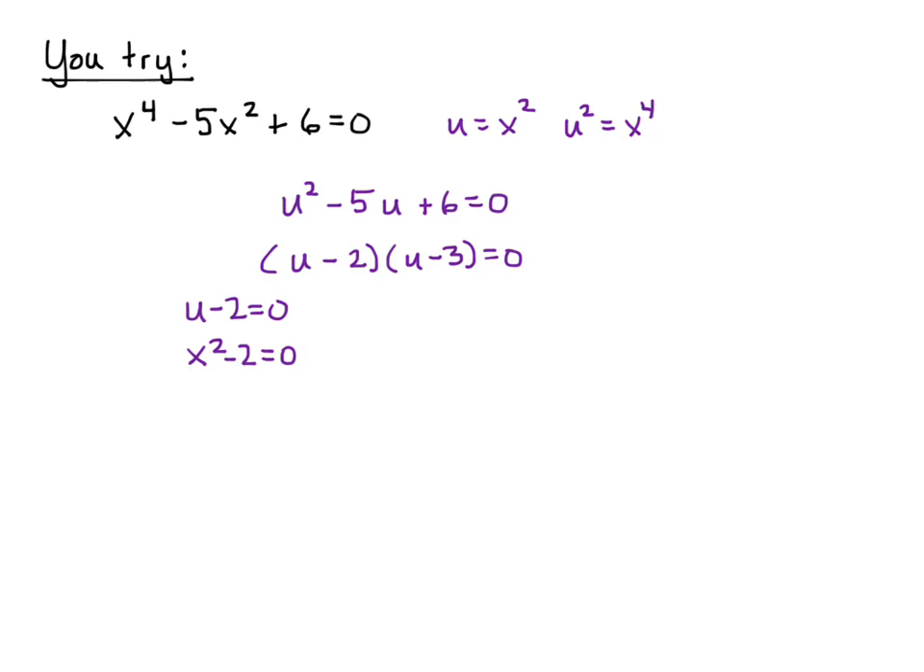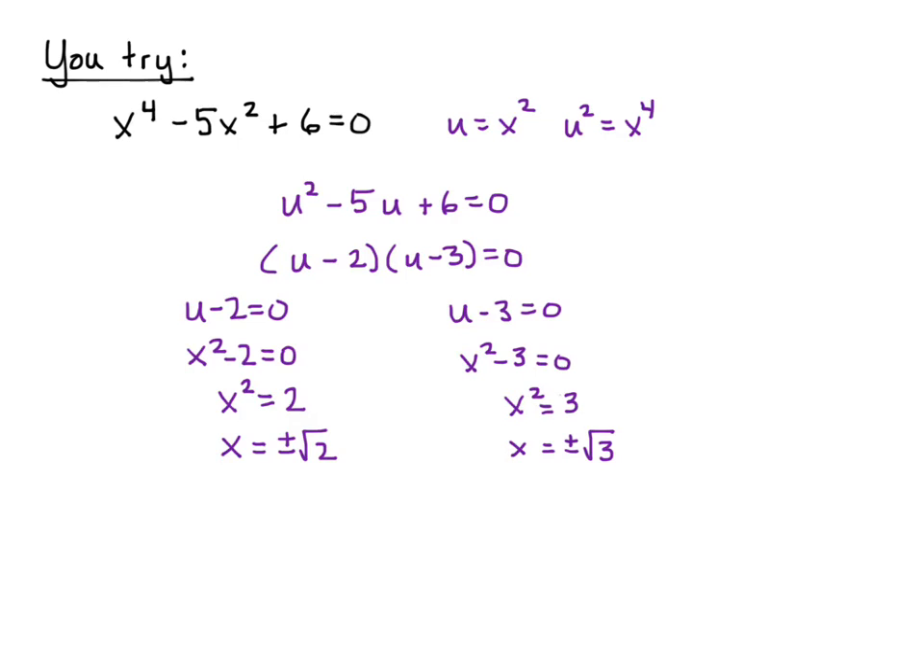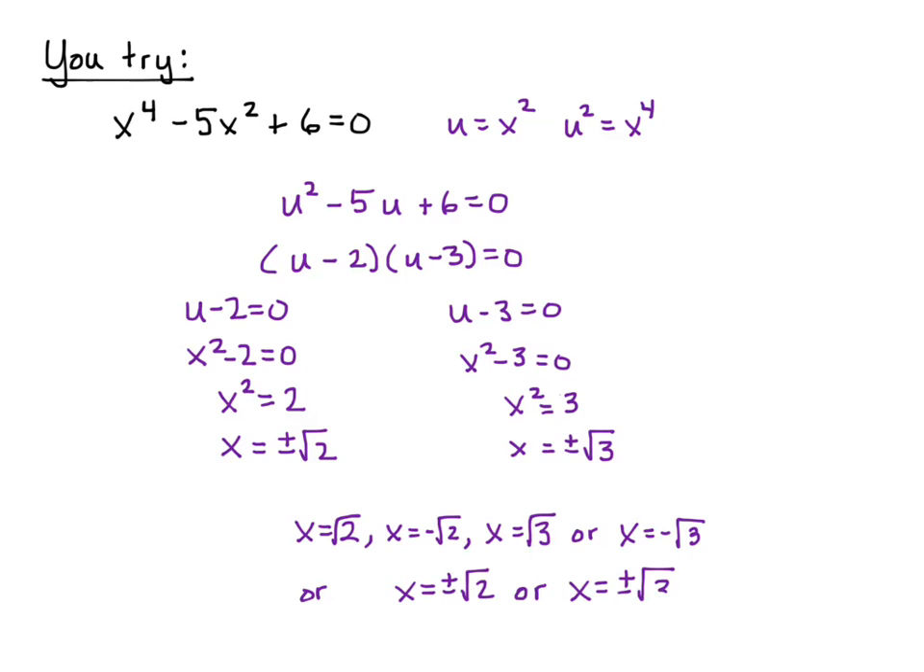We solve the first one, u minus 2 equals 0, so we can substitute back in the x squared there, and we get x squared equals 2. So x equals plus or minus the square root of 2 for the first one. The second one works similarly, except we have a 3 instead of a 2. And so we get x equals plus or minus the square root of 3, so we actually have 4 solutions again, all radicals. Now you don't have to write it exactly this way. You can still use the plus or minus, so long as they're all indicated there.